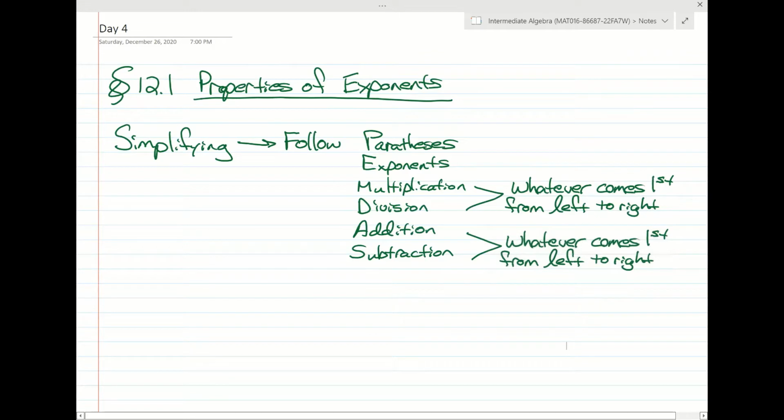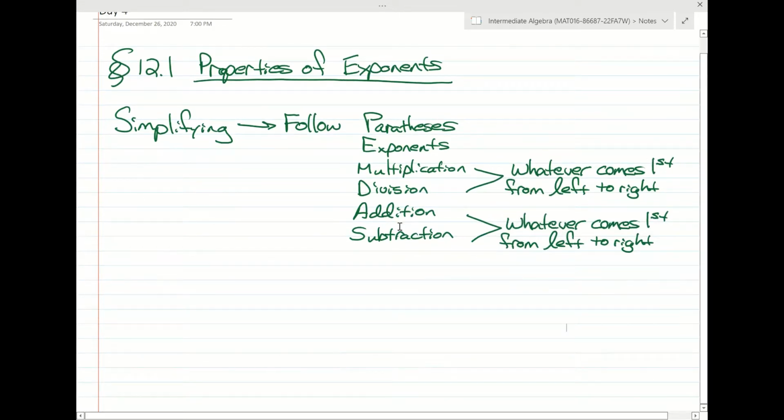Second, make sure you copy that down. I'll show you some examples before we get into some other topics here.